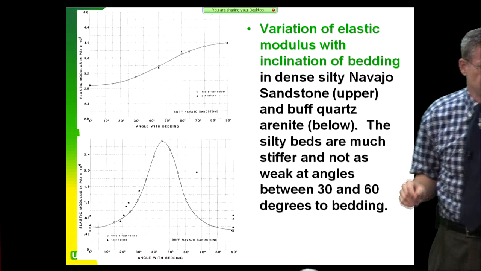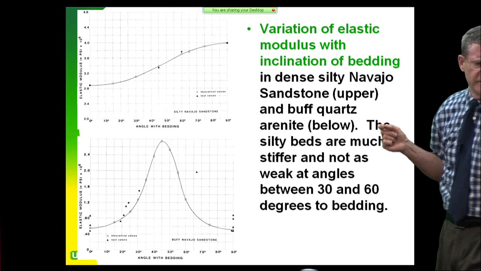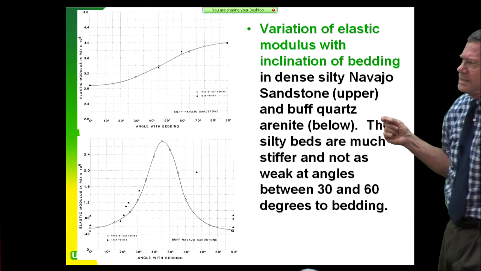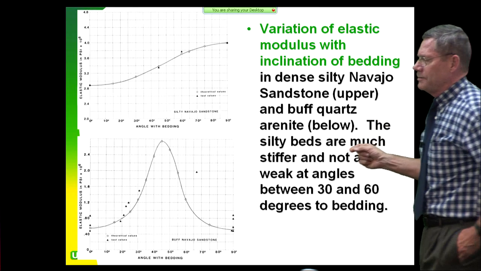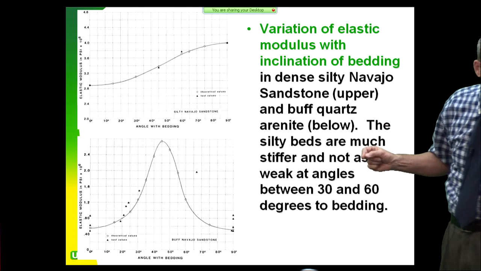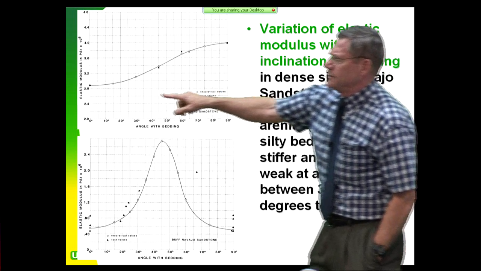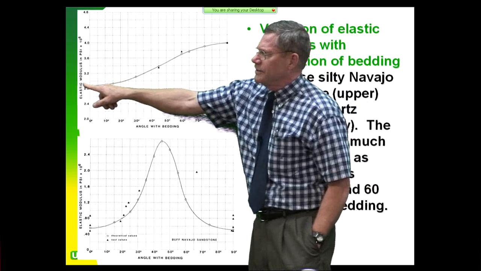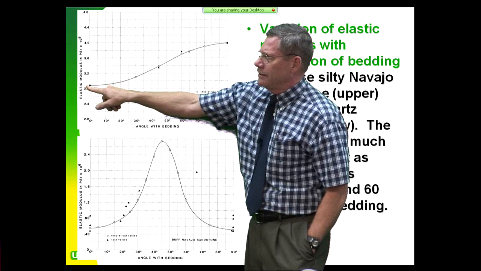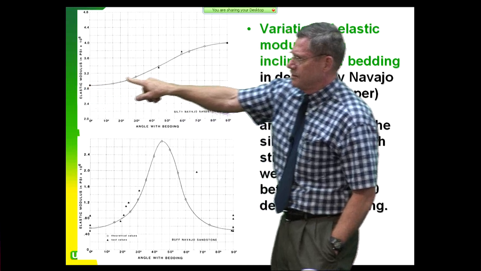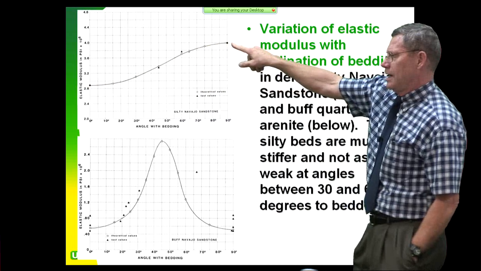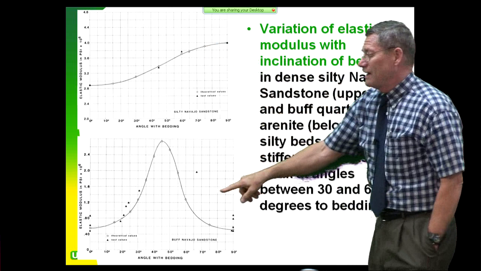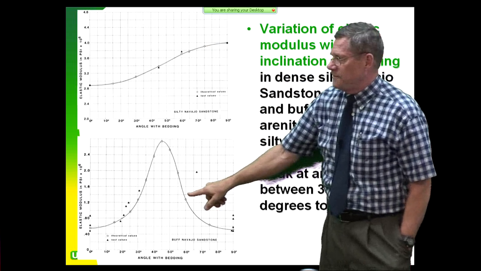All right. Here's another one where I'm plotting variation of elastic modulus with inclination to bedding. What I'm showing you here is the silty Navajo sandstone, the real stiff stuff, and it shows what you'd expect, which is parallel to bedding, lowest modulus, perpendicular to bedding, highest modulus. But then I got this one, which is the buff sandstone.